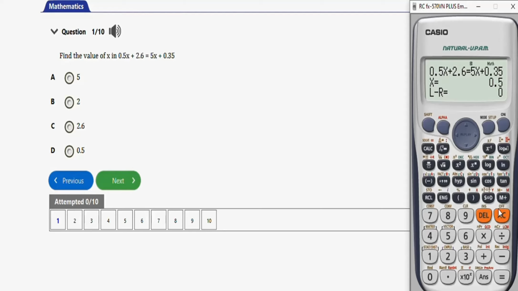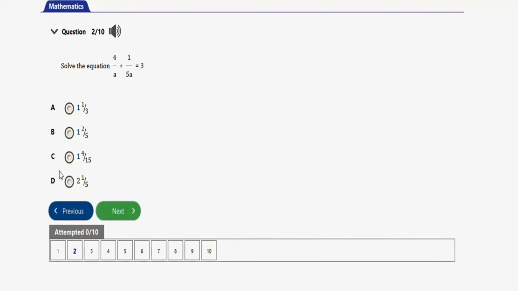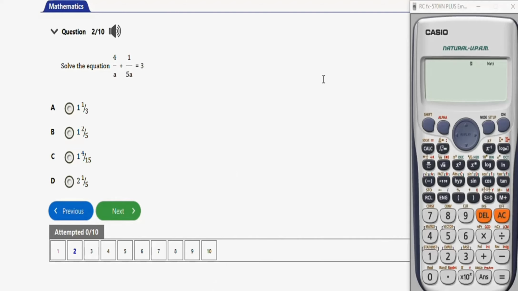Let's solve the next question, which is question 2. It says solve the equation. Alright, let's bring a calculator and do this. For this question, we are going to be replacing our a with x on this calculator. So we have 4 over x, then we have plus, in fraction, 1 over 5x, that's 5 alpha x there, okay, equals alpha and this calc button equals 3. So that's it. Let's press shift and this calc button. When you get answer s to be 0, press equals to solve it for you.